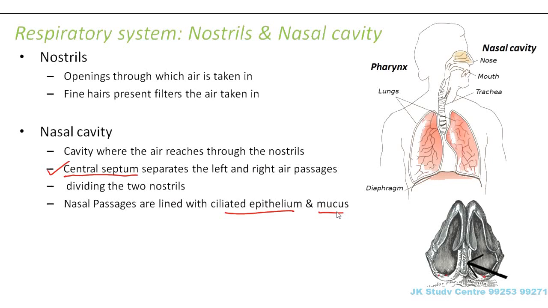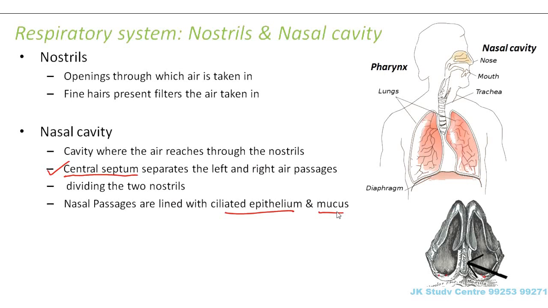Cilia tries to block the dust particles or microorganisms or any kind of germs present in the air. So this cilia, mucus, as well as the fine hairs which are present in our nostrils, they all actually help to prevent the dust particles entering inside our body with the air.